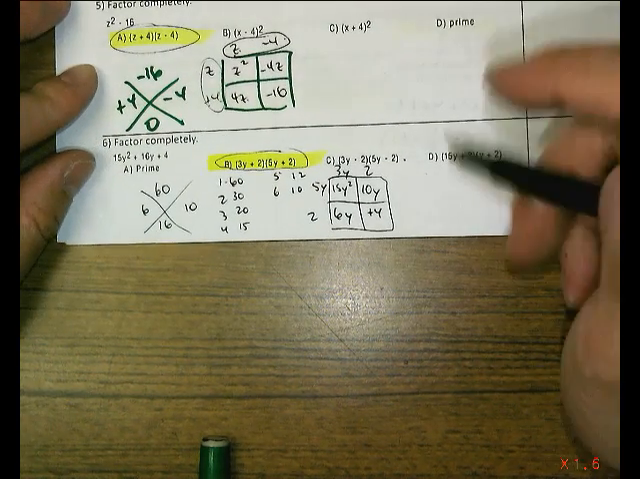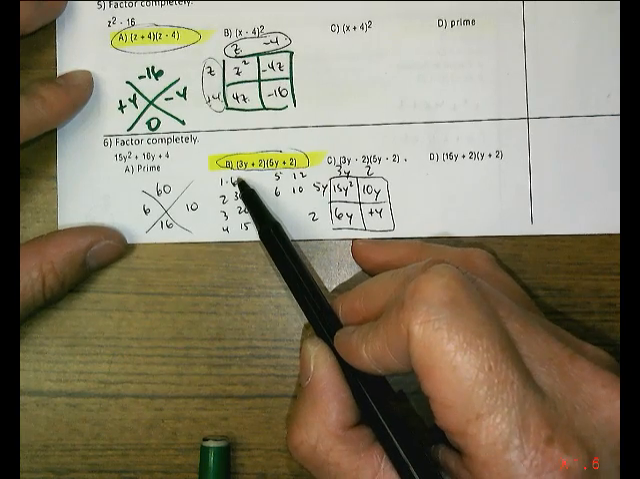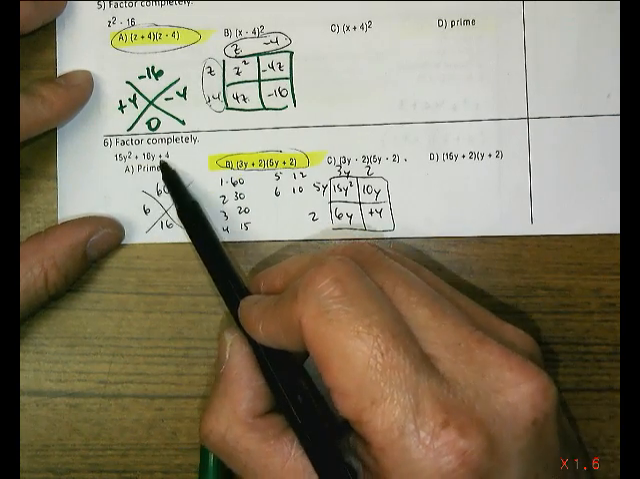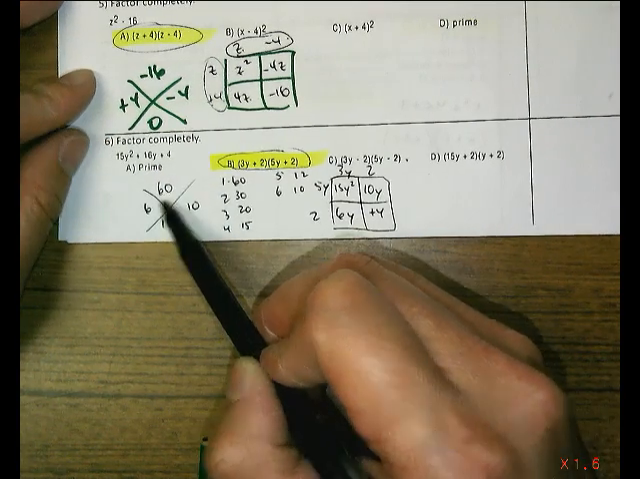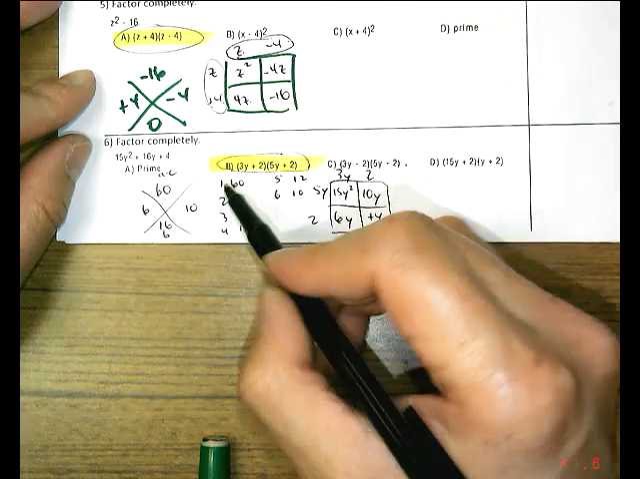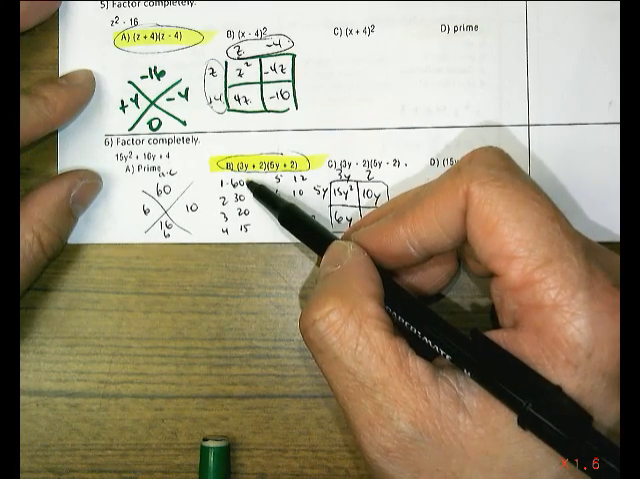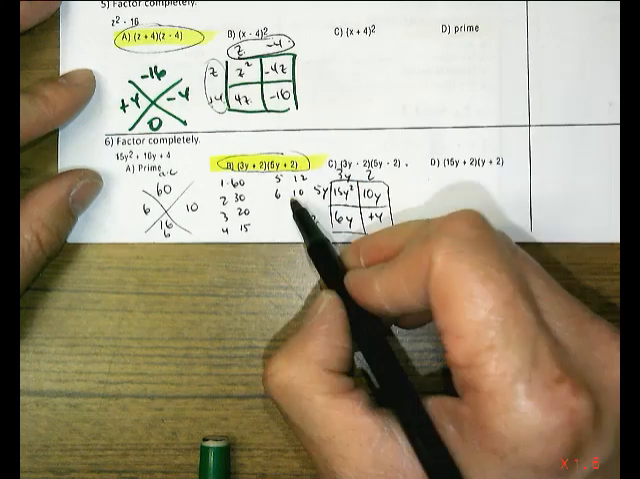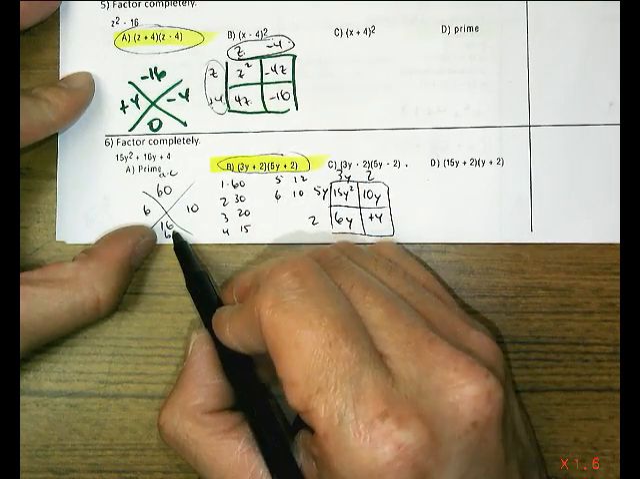Question number 6, factor completely. 15y squared plus 16y plus 4. A is 15, C is 4, so I multiply those two to get this. This is A times C. Your B value is 16. I wrote out all the factors of 60 to help me figure out which two numbers. Oh, there it is. 6 times 10. 6 and 10 will give me 60, and added together equal 16.